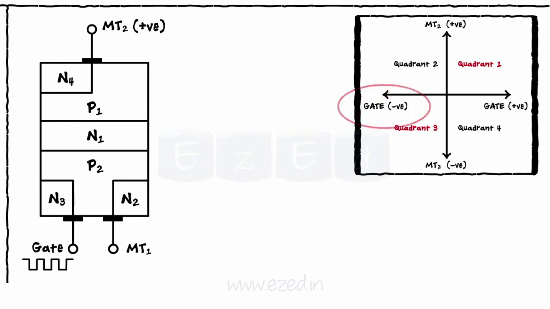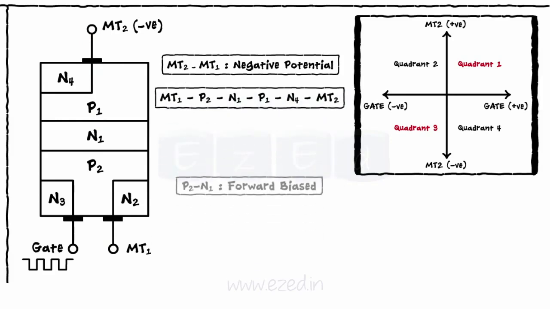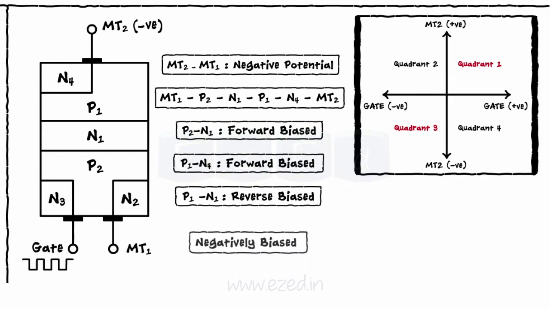Keeping the gate pulse negative, we apply the negative pulse at the MT2 also. That is, MT2 is at negative potential with respect to MT1. The path of current flow reverses and the new path is P2N1, P1N4. The two junctions P2N1 and P1N4 are forward biased, whereas junction P1N1 is blocked. The TRIAC is now said to be negatively biased.